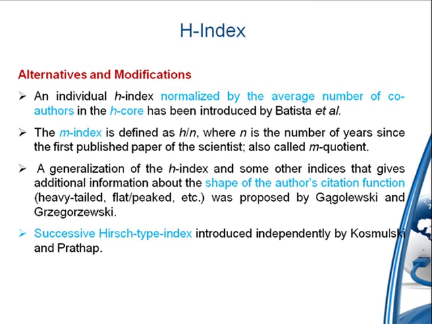Now some alternatives and modifications that can be used to modify the H index. An individual H index normalized by the average number of co-authors in the H score has been introduced by Batista et al. Another thing is the use of the M index.